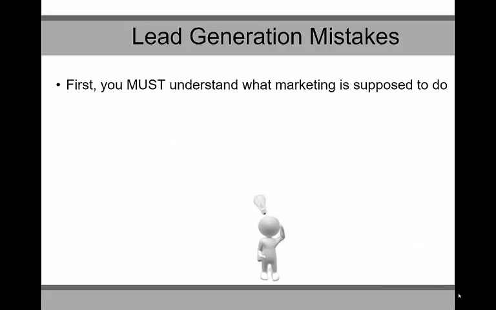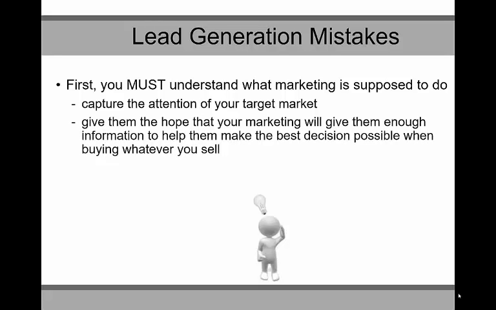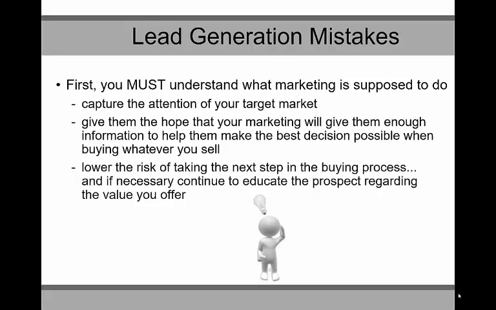First, you must understand what marketing is supposed to do. Its purpose is actually threefold. Its first job is to capture the attention of your target market. Second, it must give them hope that reading or listening to your marketing will give them enough information to help them make the best decision possible when buying whatever you sell. In other words, train and teach them how to recognize the true value of your product or service and conclude that you, and you alone, offer the best value versus your competition. Marketing's third job is to lower the risk of taking the next step in the buying process.